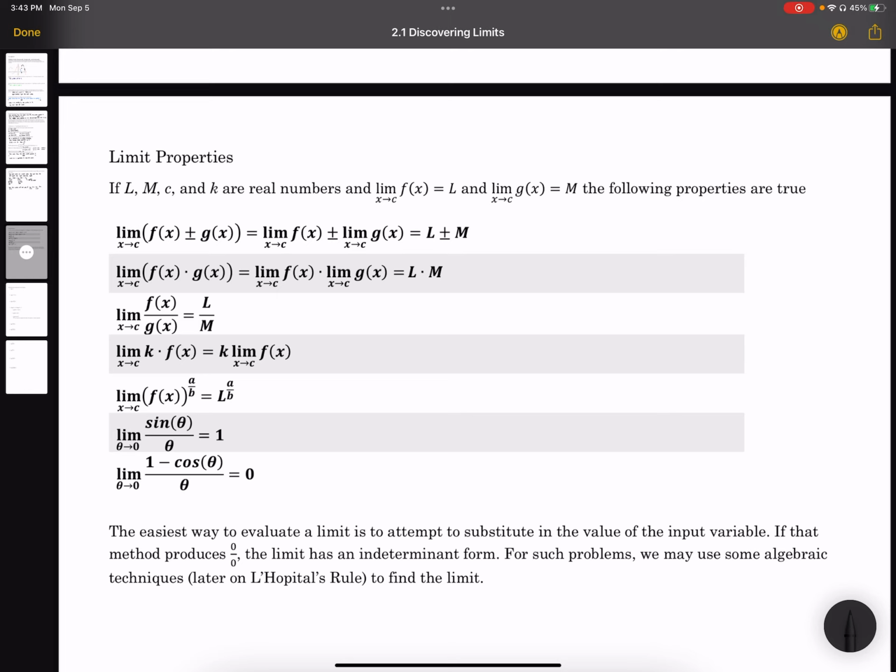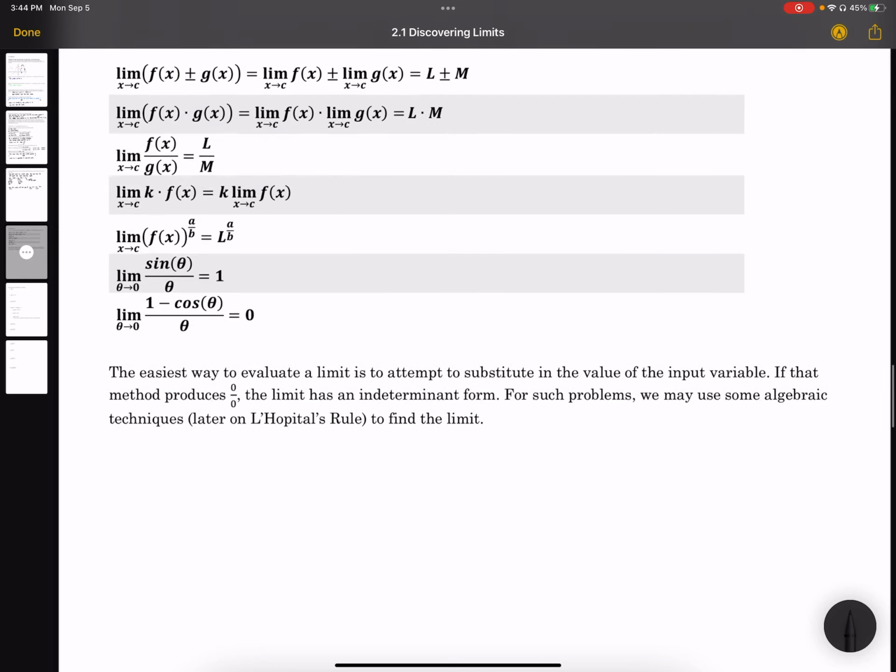If we have a scalar value that has nothing to do with the limit, we can first find the limit, then multiply by the scalar value. And the limit of a function to a power is just the limit to that power. And we have these two special trig limits that we'll see just in class and practice. We'll probably manipulate Desmos or something to see how we arrive at those values.